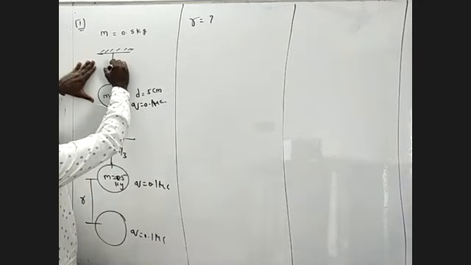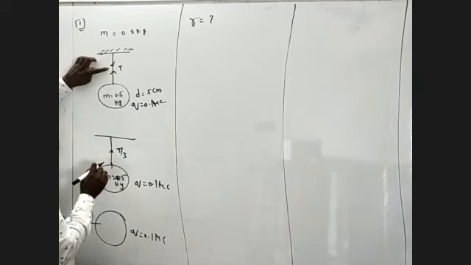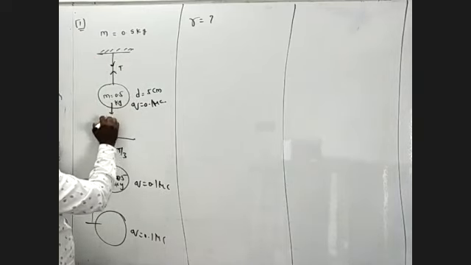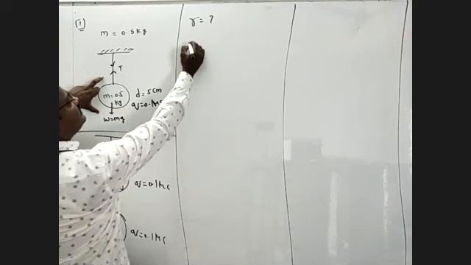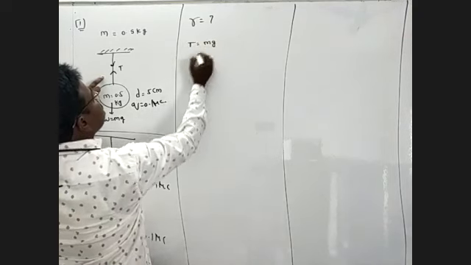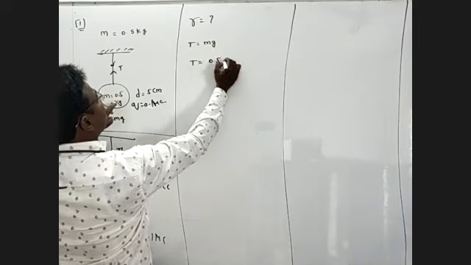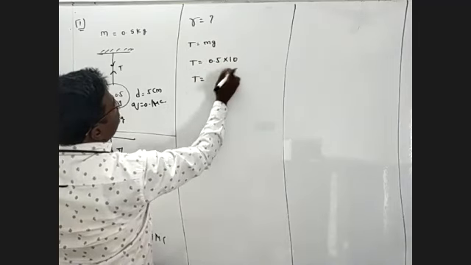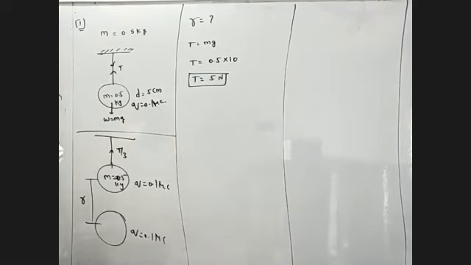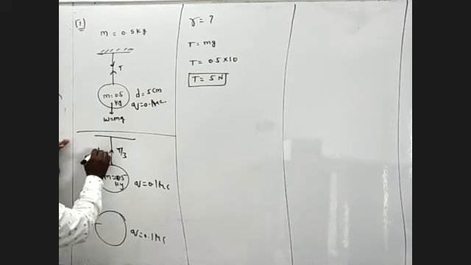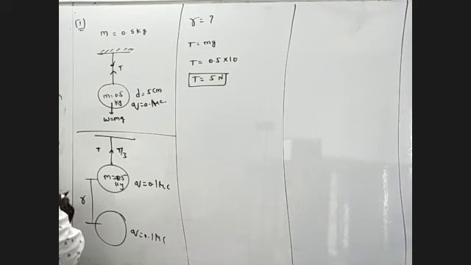Now, in the first case, this is the tension in the string, and the weight of this body is W is equal to mg. In the first case, the balancing situation, T is equal to mg. Mass is 0.5, g is 10, so 0.5 into 10 is 5 Newton. This is the tension in the string. Now in the second case, this tension T dash is equal to T by 3.